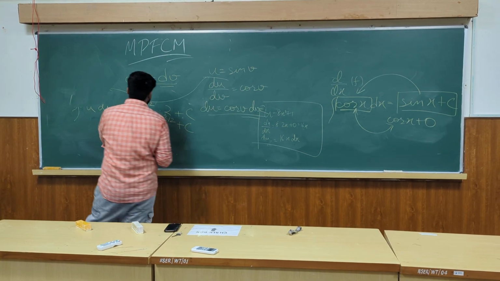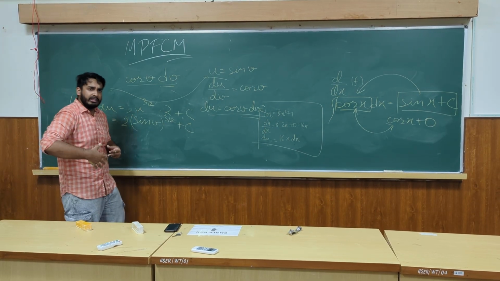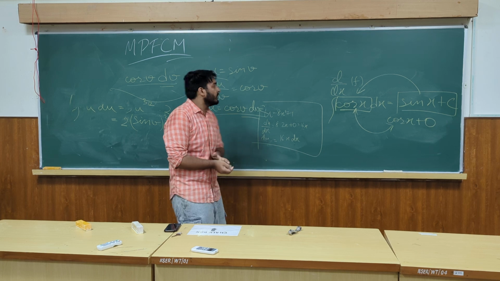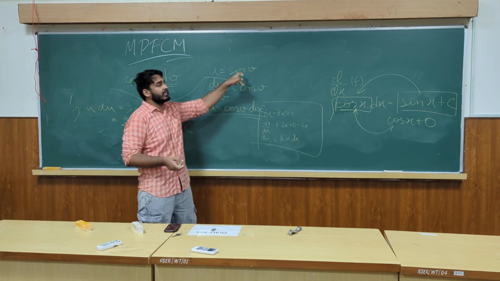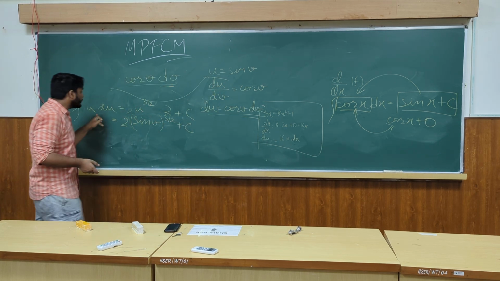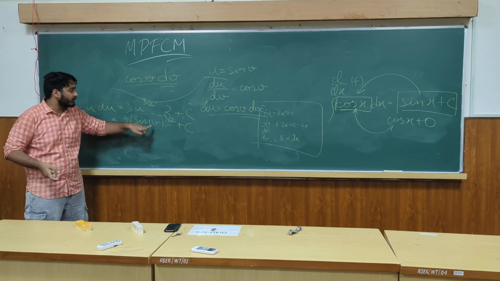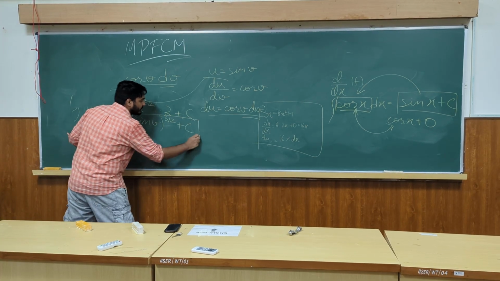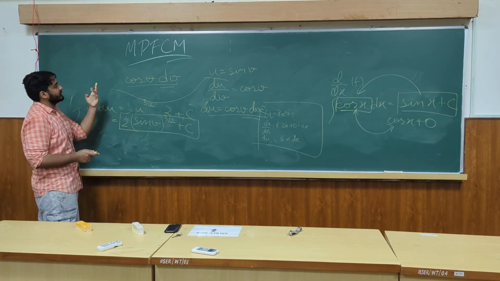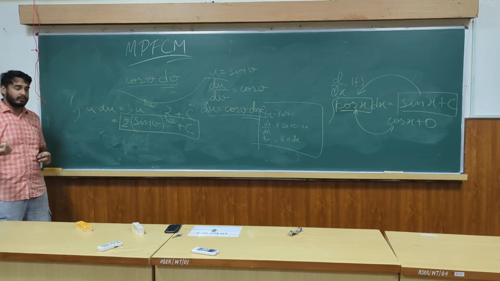Here you have your original answer in terms of u. But the question never specified what u was. You rather believed that u was equal to sine v. So you need to give me back the original function, so that when I differentiate it, I get back my original integrand. Let us try doing that as well.